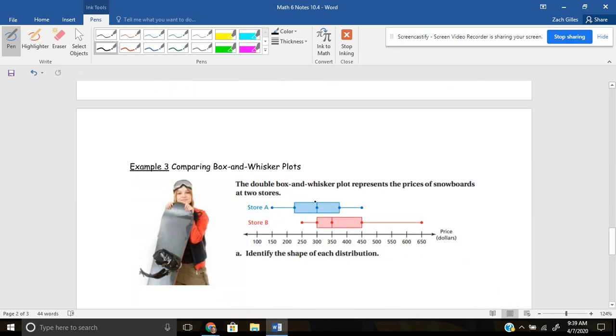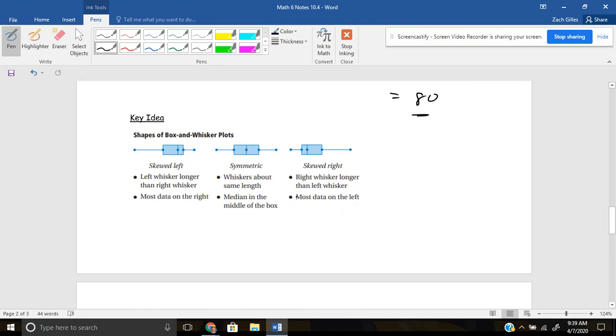All right, we have the key idea and an example and an on your own left to wrap up today. This is similar to what we talked about in the last section when we talked about skewed data. And it's similar where we have skewed left, symmetric, or skewed right. And in this case, what helps me think of skewed left or skewed right is to look at the whiskers. For example, the whisker in this box and whisker plot is a lot longer on the left-hand side, so we'd say it's skewed left, because most of my data is to the right.